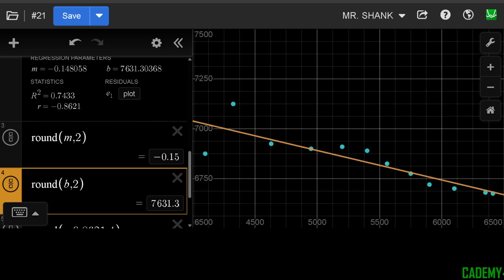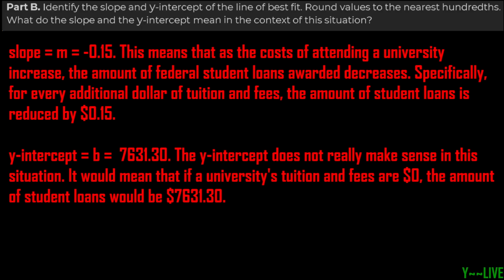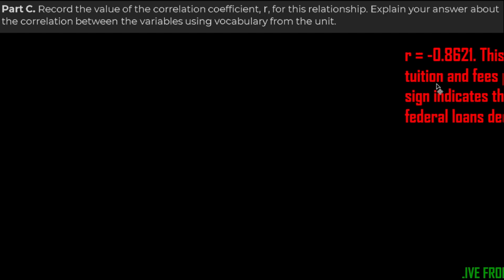But on here, I'll switch to the last part, part C, I should say. For part C, it says record the value of the correlation coefficient, which is R, for this relationship. Explain your answer about the correlation between the variables using the vocabulary from the unit. So we're talking about correlation, causation, we're talking about the residual R in our line of best fit.